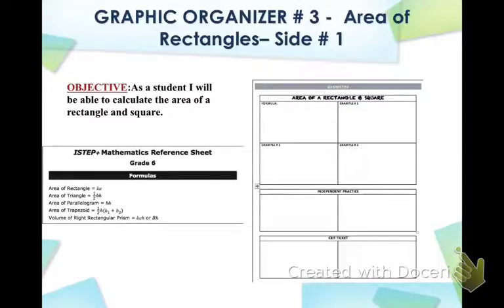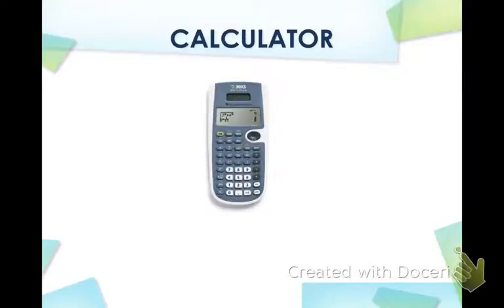All right, you need graphic organizer number 3, and we're going to be working on side number 1. This calculator is what you need. Do not use the other calculators in the classroom. This is the one that you need. I do need you to make sure that you have one.